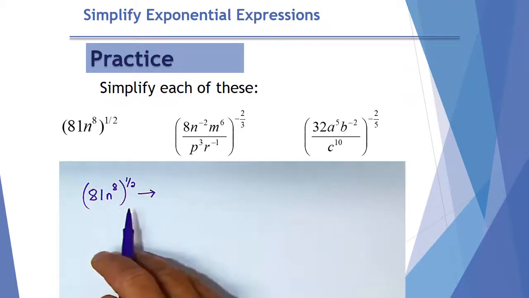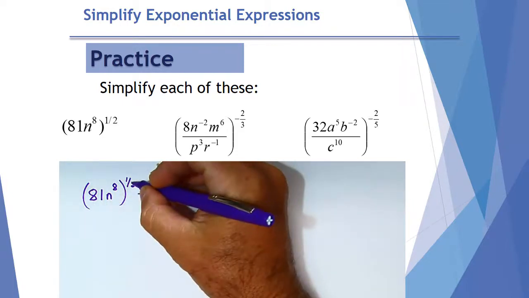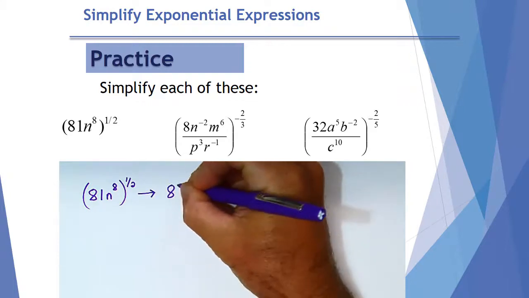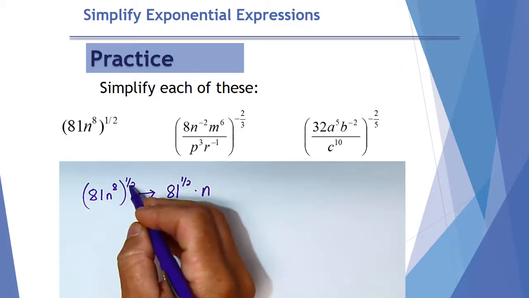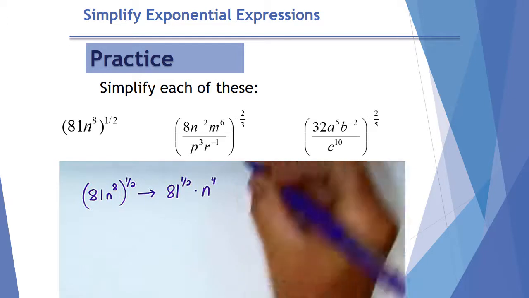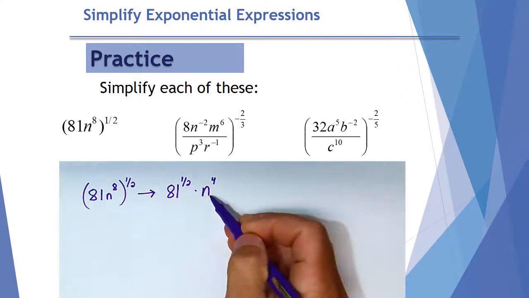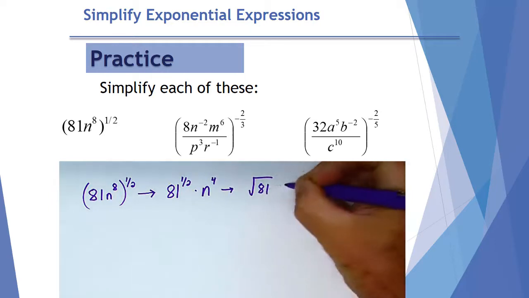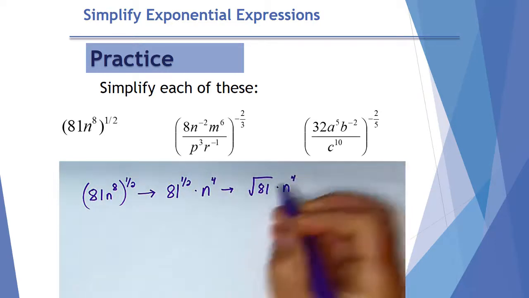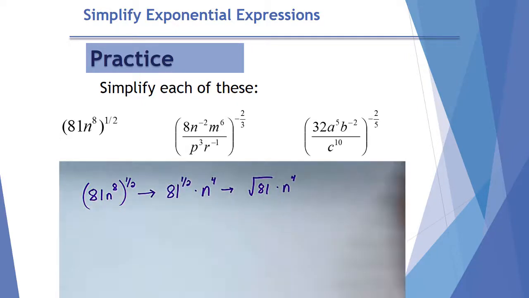Okay, well, there's more than one way you might simplify these, so you could do it a different way and still get the same result. That exponent of 1/2 gets applied to both of these things inside, so we're going to have 81 to the 1/2 times n to the 8 to the 1/2. We would multiply those exponents and get n to the 4th. Now 81 to the 1/2, that of course is the same as the square root of 81 times n to the 4th, making sure that the n to the 4th is not inside the root, only the 81 is being raised to the 1/2 power there. But the square root of 81 is 9, so we get 9n to the 4th, and we're done.